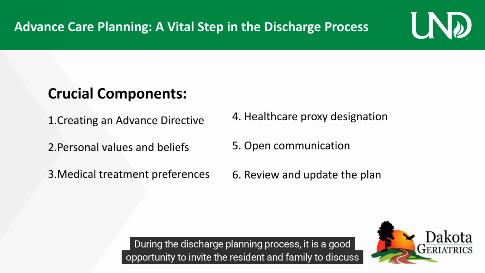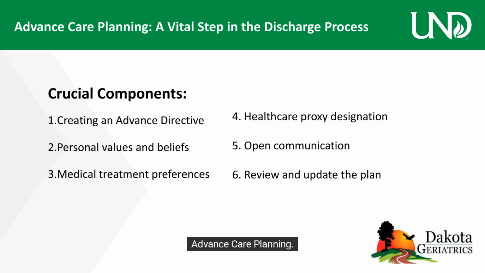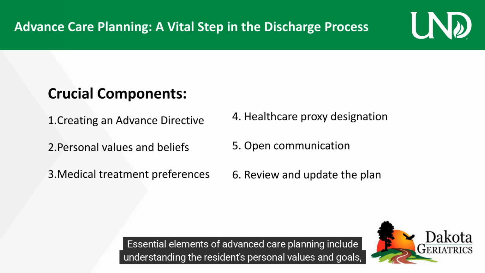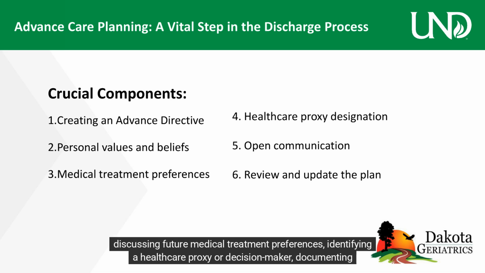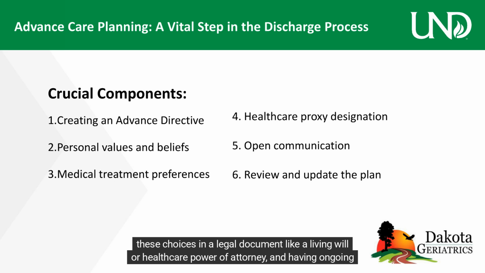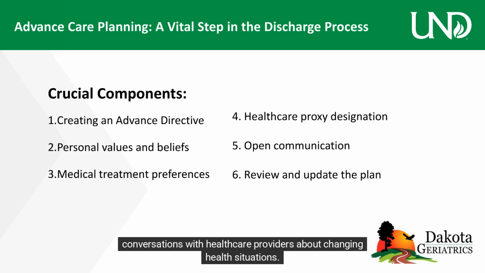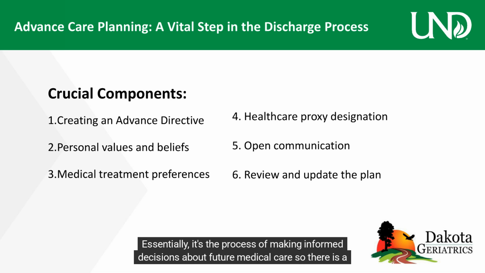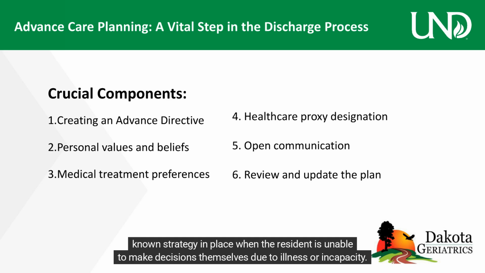During the discharge planning process, it is a good opportunity to invite the resident and family to discuss advanced care planning. Essential elements of advanced care planning include understanding the resident's personal values and goals, discussing future medical treatment preferences, identifying a healthcare proxy or decision maker, documenting these choices in a legal document like a living will or healthcare power of attorney, and having ongoing conversations with healthcare providers about changing health situations. Essentially, it's the process of making informed decisions about future medical care, so there is a known strategy in place when the resident is unable to make decisions themselves due to illness or incapacity.